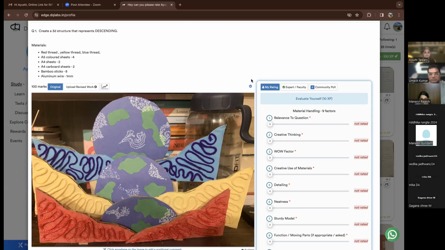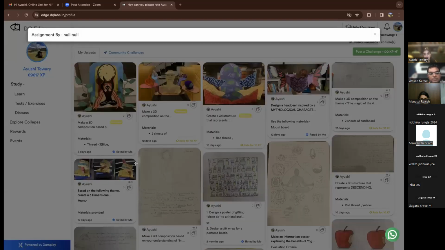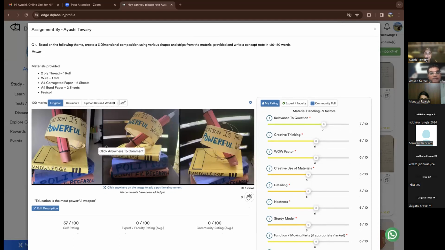Okay, so one last one, and then we'll go to Manasvi. Sir, show me. I think this is the one I have made as a 3D model. The theme given was power, so I wanted to show education as a very strong power that people can have. The circular thing was supposed to represent a globe on top of the books, and what is written around the globe is "education is the most powerful weapon."